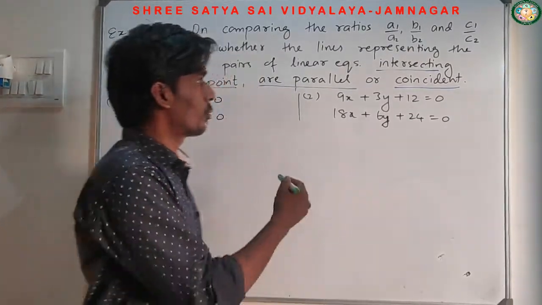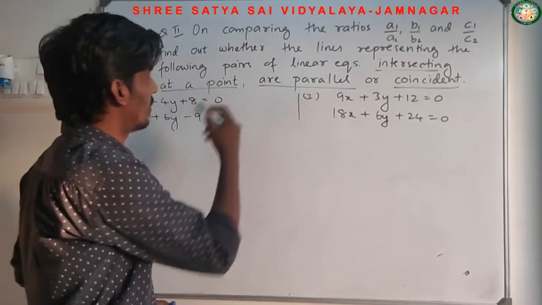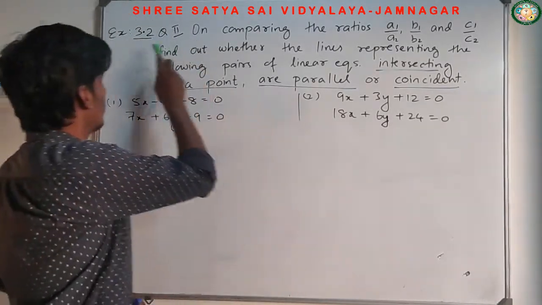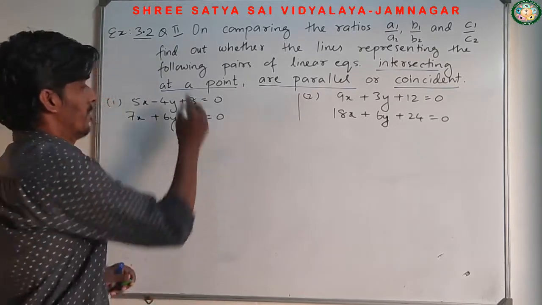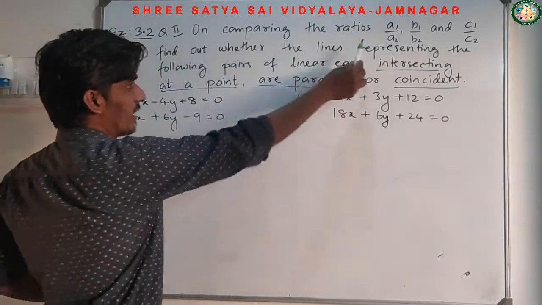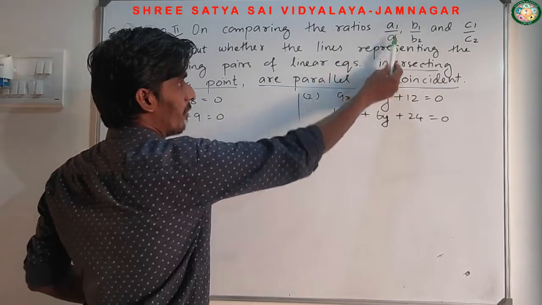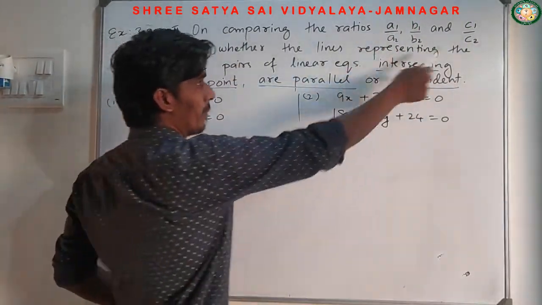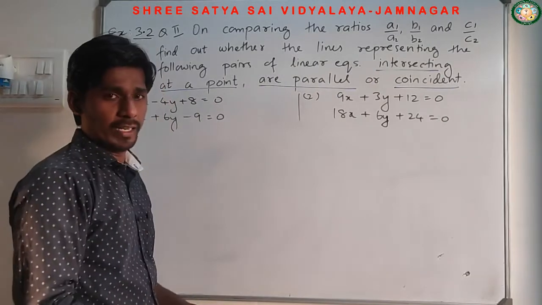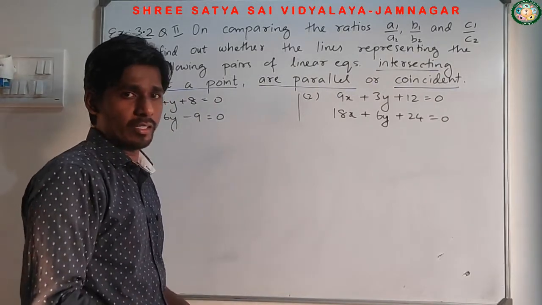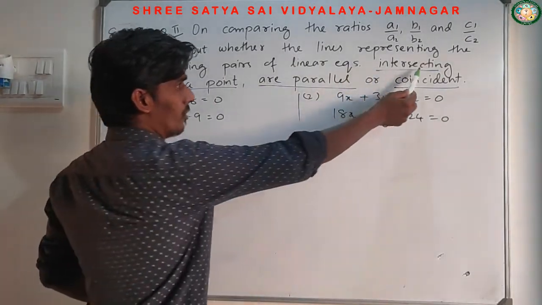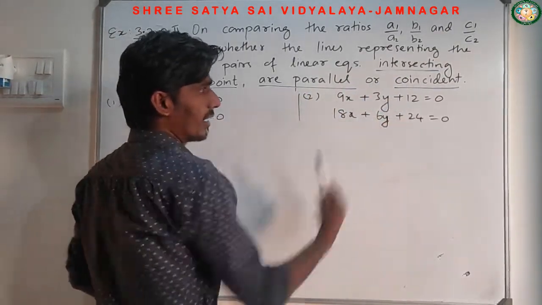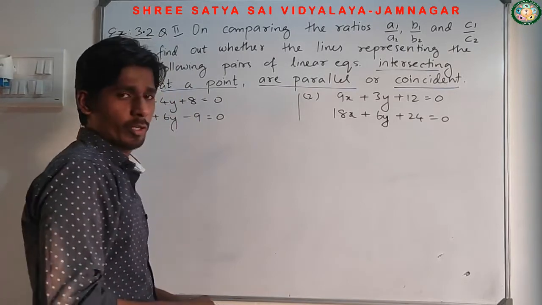Salam everyone. Today we are going to start our next topic, based on the table which we have done in the last video. So here in exercise 3.2, the question is, on comparing the ratios a1 upon a2, b1 upon b2 and c1 upon c2, we have to find out the lines which we are going to get on graph, whether they are going to be intersecting lines, parallel lines or coincident lines.